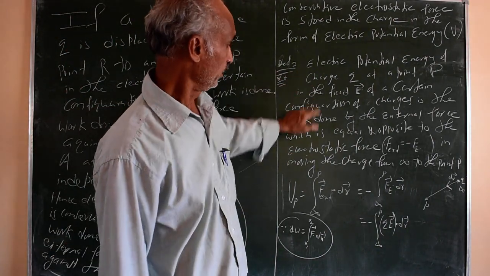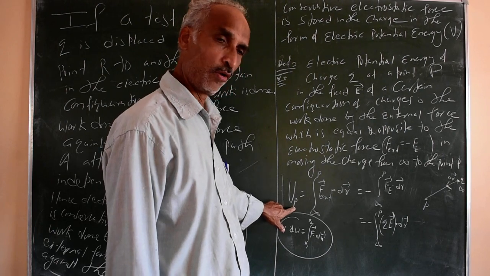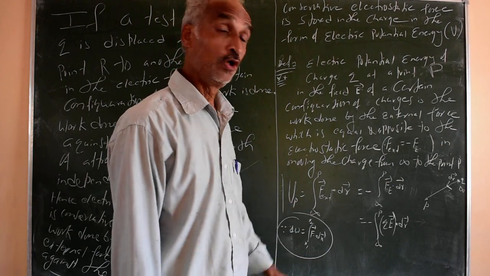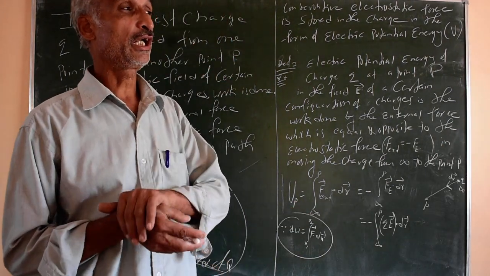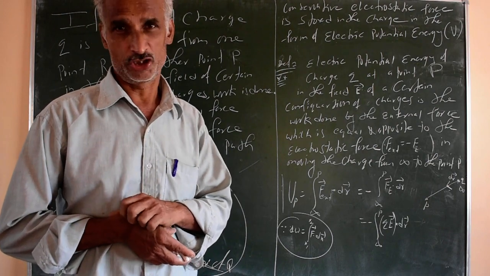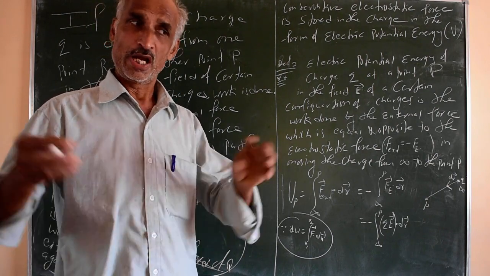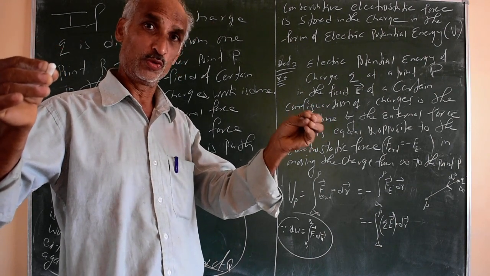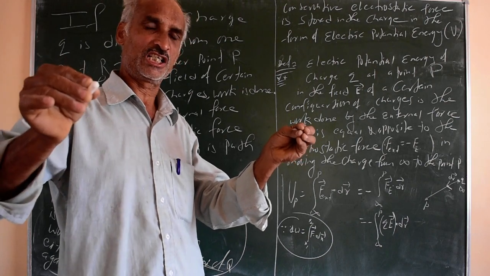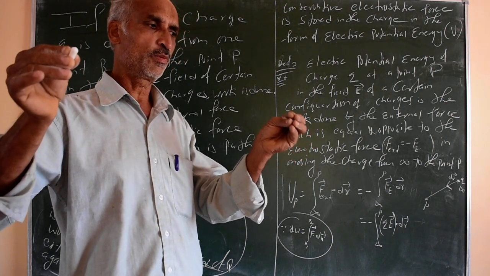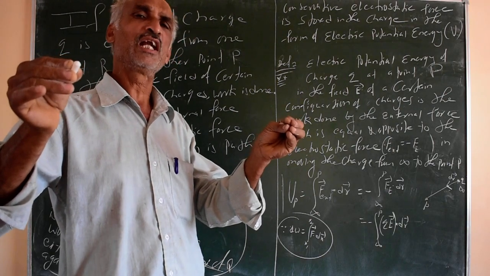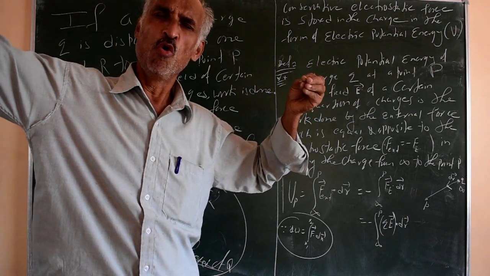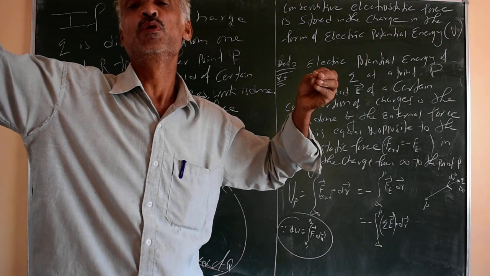Therefore U_P, the electric potential energy at the point P, where U is the symbol for electric potential energy and P indicates at the point P, is equal to the work done. Actually this electric force is variable in nature, not a constant force. This is the source charge which generates the field, and in that field this test charge is displaced. As the distance between the source charge and the test charge is less, the electric force is more. If the distance between them is more, then the electric force of attraction or repulsion will be less.